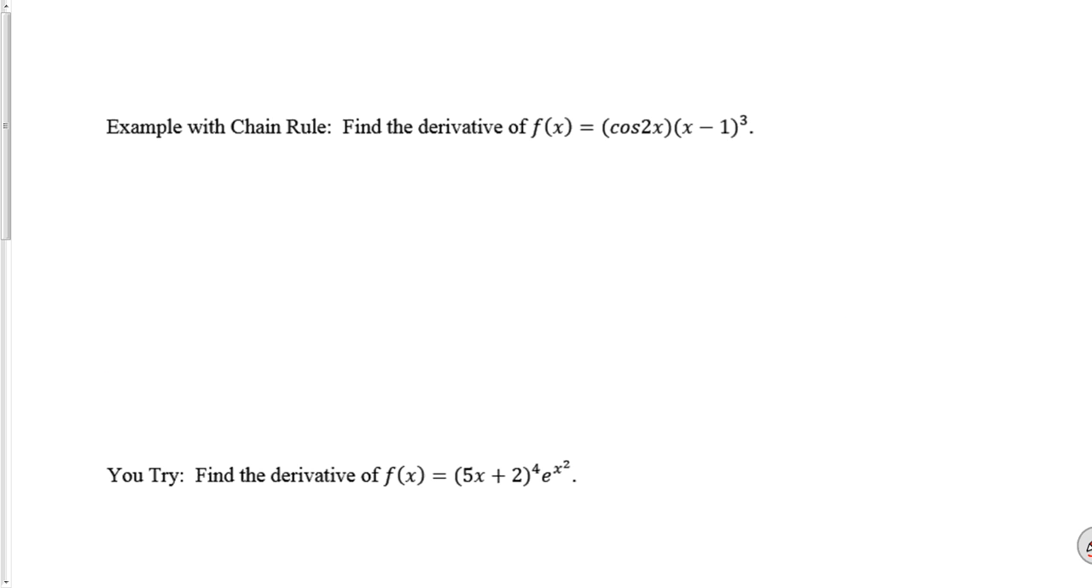So we have an example with a chain rule. I'm already prompting you right here, but that should be part of our decision making. So do I have a chain rule? Do I have an inside and an outside? When I look at my cosine, I have a cosine of 2x, so that's a chain rule. And then I have something being raised to the third power, so that's also a chain rule. So I do have two chain rules within a product. I also have a product.